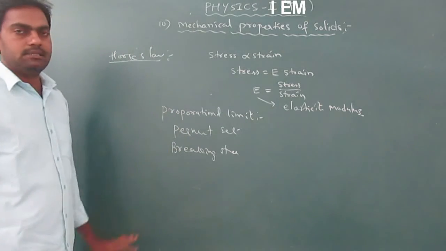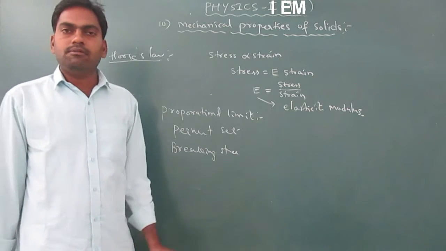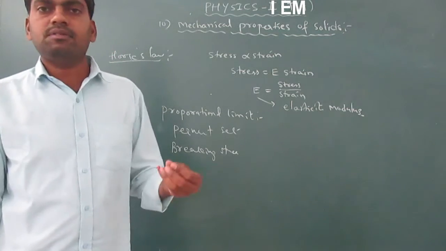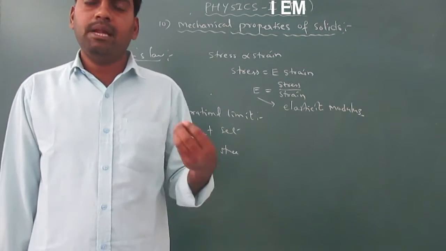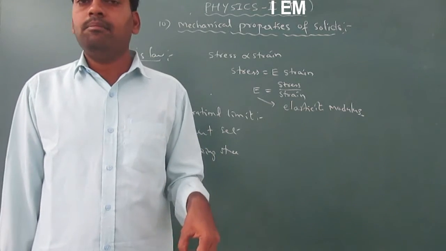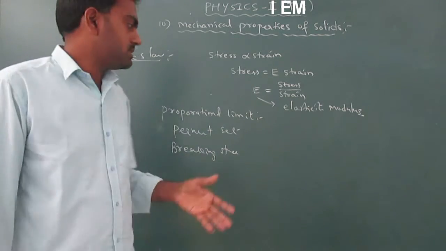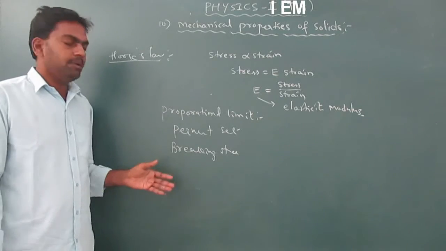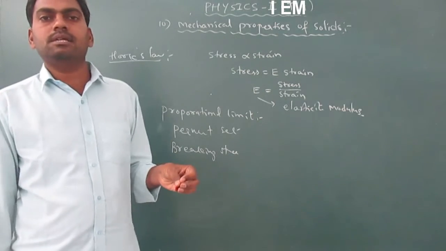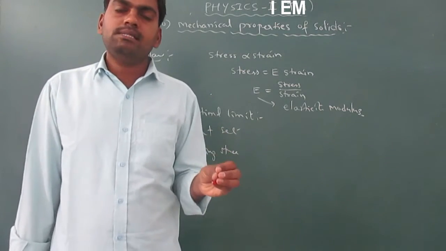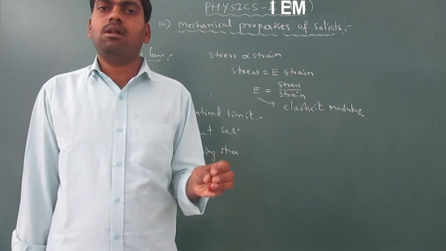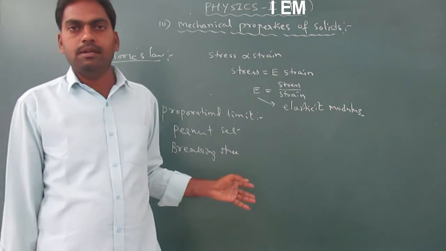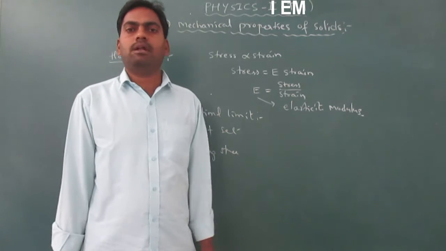What is the permanent set? The deformation produced in the body beyond the elastic limit is called the permanent set. And what is the breaking stress? The stress at which the wire breaks is called the breaking stress. Okay, got it. So these are called the fundamentals.